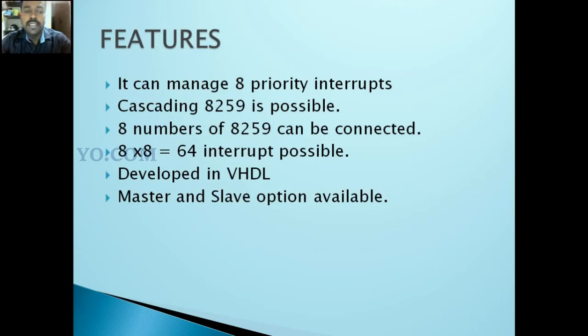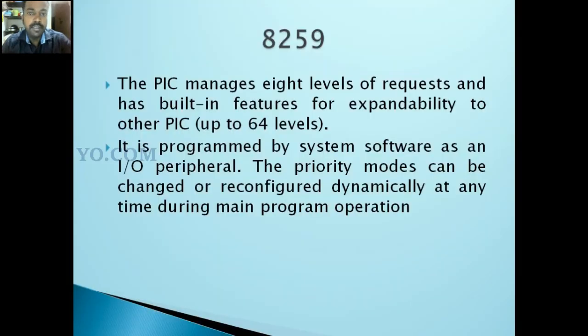Okay, right. So these are the features of 8259. The 8259 manages 8 levels of interrupt request and has built-in features for expandability to other peripheral interrupt controllers, up to 64 levels. It is programmed by system software as an IO peripheral. The priority modes can be changed or reconfigured dynamically at any time during main program operations.